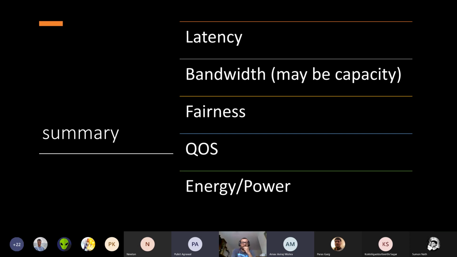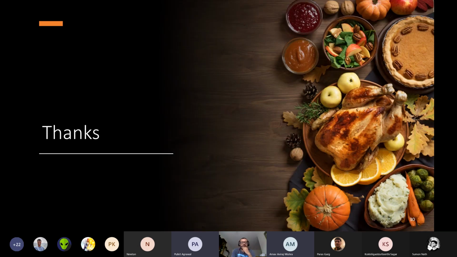Okay, so just to summarize, we discussed microarchitecture for performance, but not at the cost of fairness, quality of service, and energy and power, right? So I will share these slides. Go through them. If you find something interesting, then you may pick one of these topics as your course project. Okay. With that, I will stop.